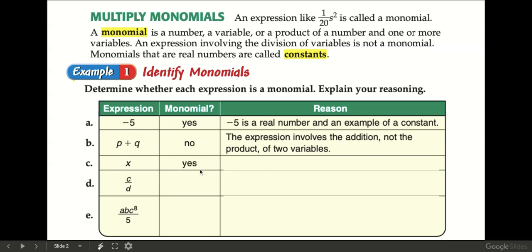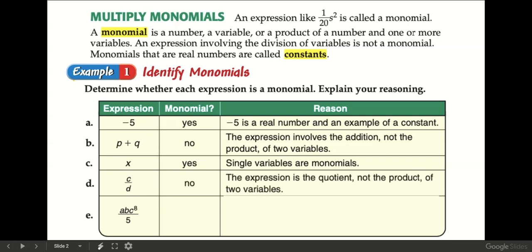Is x a monomial? Yes, it is a monomial, right? It's just a single variable. Single variables are also considered monomials, right? Just like a single number is considered a monomial, a single variable is also considered a monomial. C over D. Is this a monomial? The answer is no, it's not. And why? Because the expression is a quotient. It is a division, right? Not a product. It is a division, and we're dividing by a variable. So therefore, it is not a monomial.